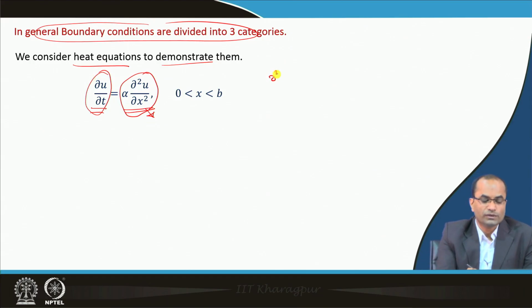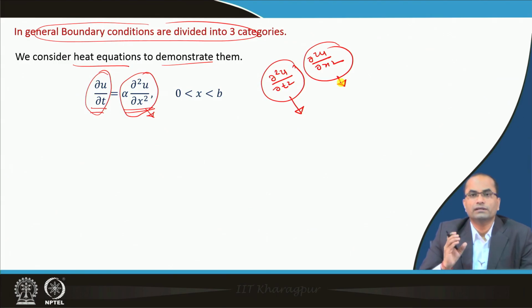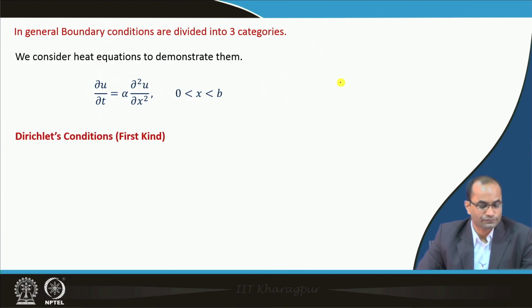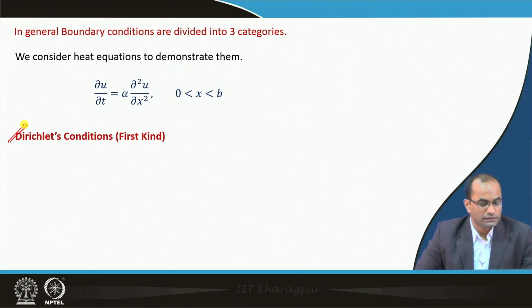For instance, in the wave equation we will have del 2 u over del t square together with del 2 u over del x square. In that case we need 2 initial conditions, and we again need 2 boundary conditions. So, depending on the order of the derivative, we have to prescribe the conditions in order to get a unique solution. The first type of conditions which we will discuss here is the so-called Dirichlet conditions, and these are also called first kind boundary conditions.